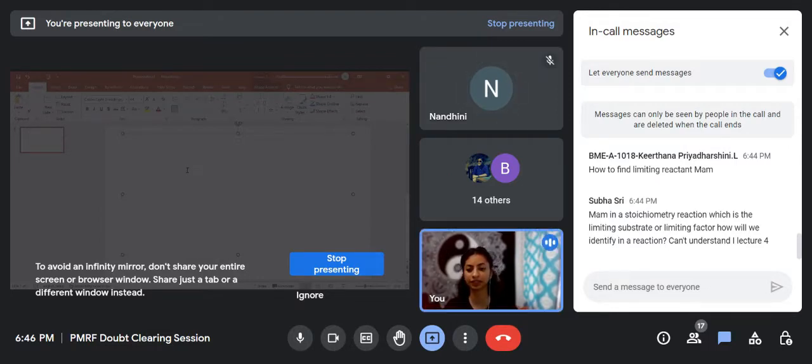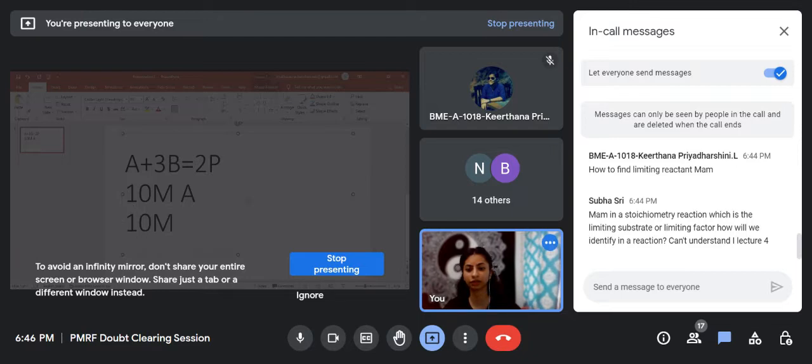Okay. So, Sir gave an example of A plus B equal to maybe 2 moles of the product, right? You can see this, right? Yes, ma'am. Okay. So he had given an example in which 10 moles of A was there and 10 moles of B was there in the reaction. Like you have supplied 10 moles of A and you have supplied 10 moles of B.